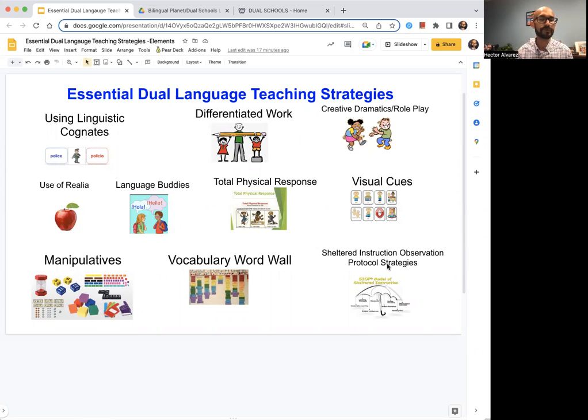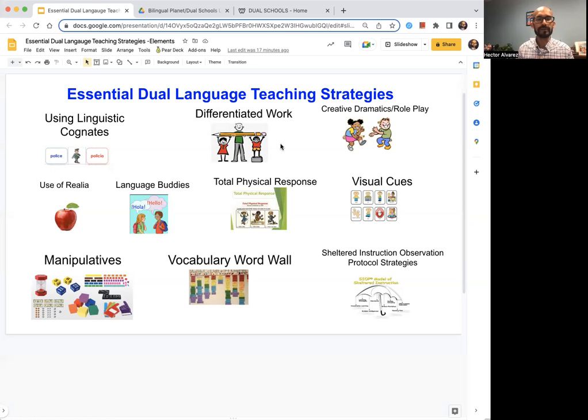The first strategy that we're going to go over is the use of cognates. Cognates are those words that sound alike and have the same meaning in two different languages. For instance, police, policía, animal, animal, science, ciencias. It's very important for you to look for these cognates while you're planning the lesson to help the language learner understand a concept.